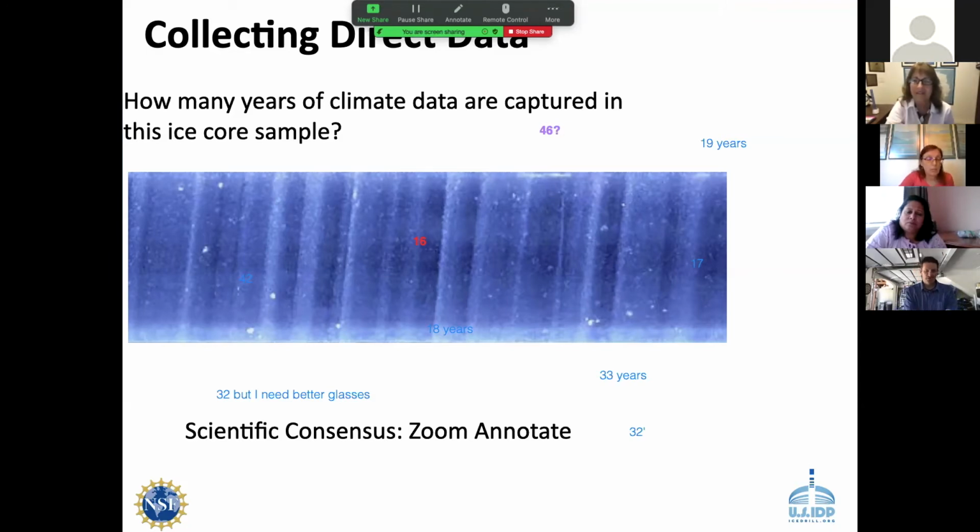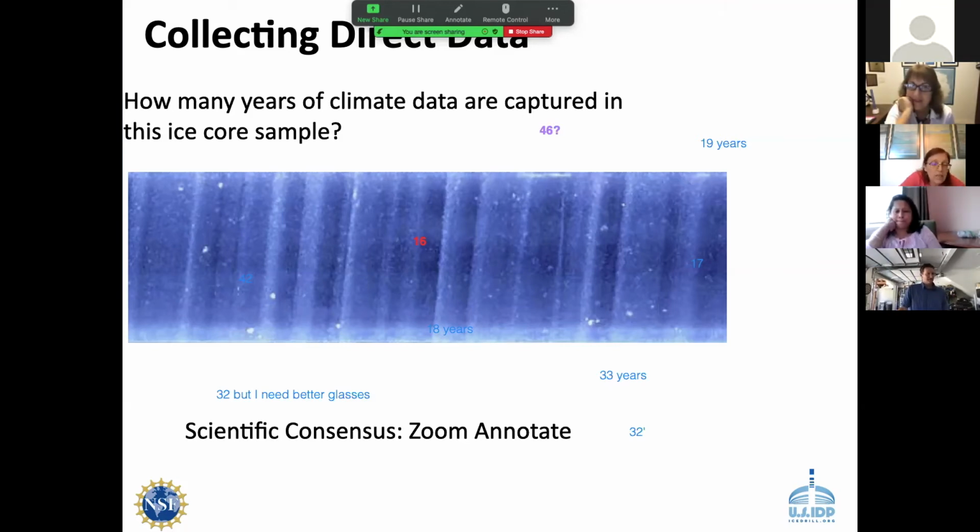Anybody else? Go ahead and chime in here. Go ahead, Dalton. I think it's really hard to tell because there's overlap between the layers. They sort of blend and they're not as distinct as tree rings. So for me, I put 16, but it could be more. It depends on the clarity of it.